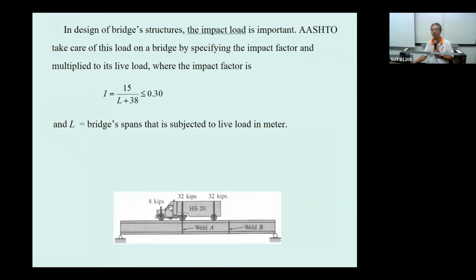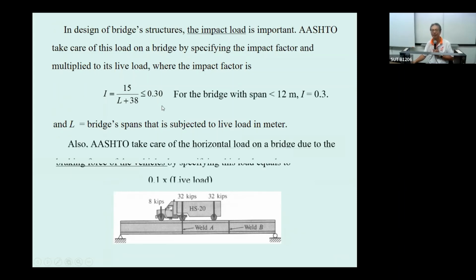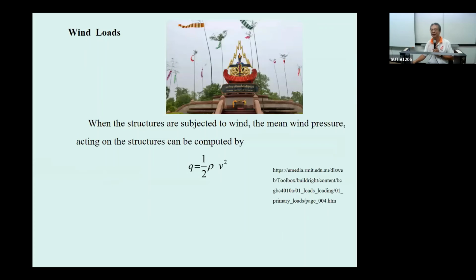Okay, and don't forget the vehicle load has an impact when you move onto the bridge. Sometimes it has the impact. Don't forget to consider the impact. You can follow this. Okay, and next, the wind load. When the wind blows, the wind causes what is called the mean wind pressure. Okay, like this one, you can see the flag blowing in the wind. I took this picture many days ago.